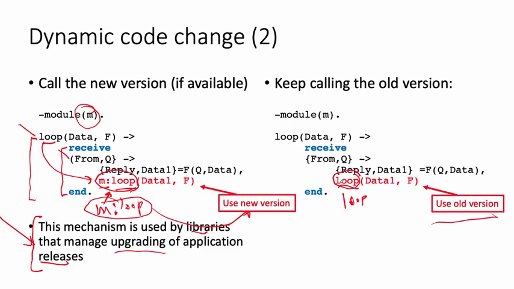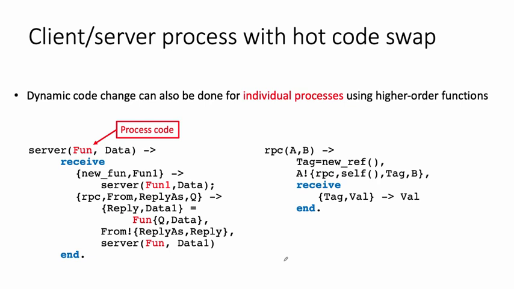So this system is based on modules, which store two versions. There's also another way to do the dynamic code change. This is called hot code swap. You can do individual processes. So if you don't want to upgrade the modules, but you have one process running, and you want to change the code just of one process, then you do not need the big module mechanism.